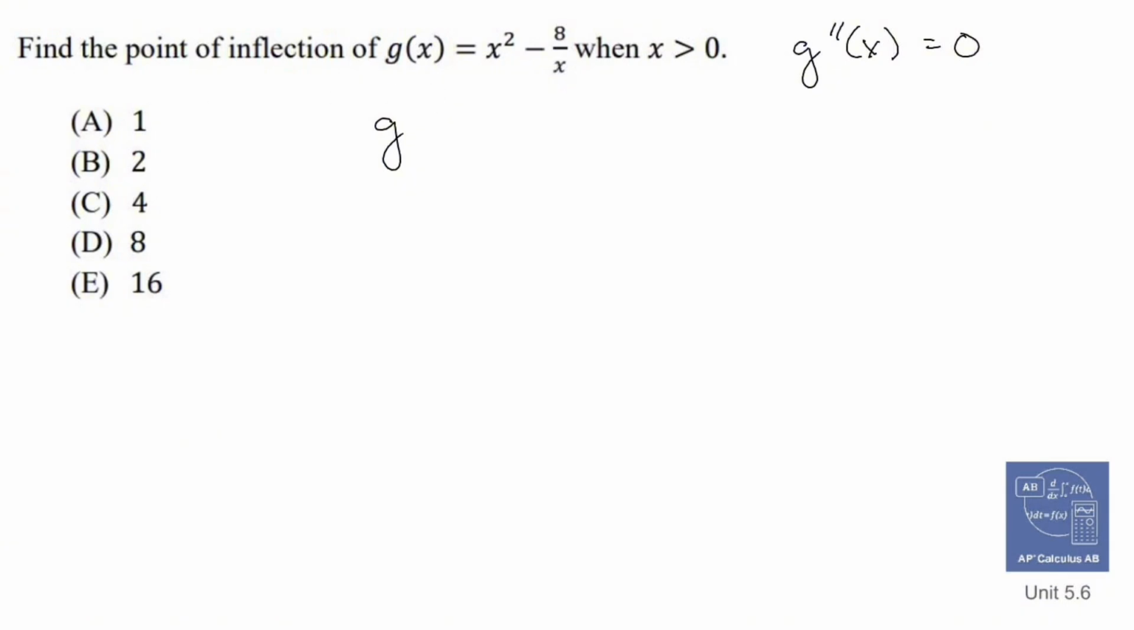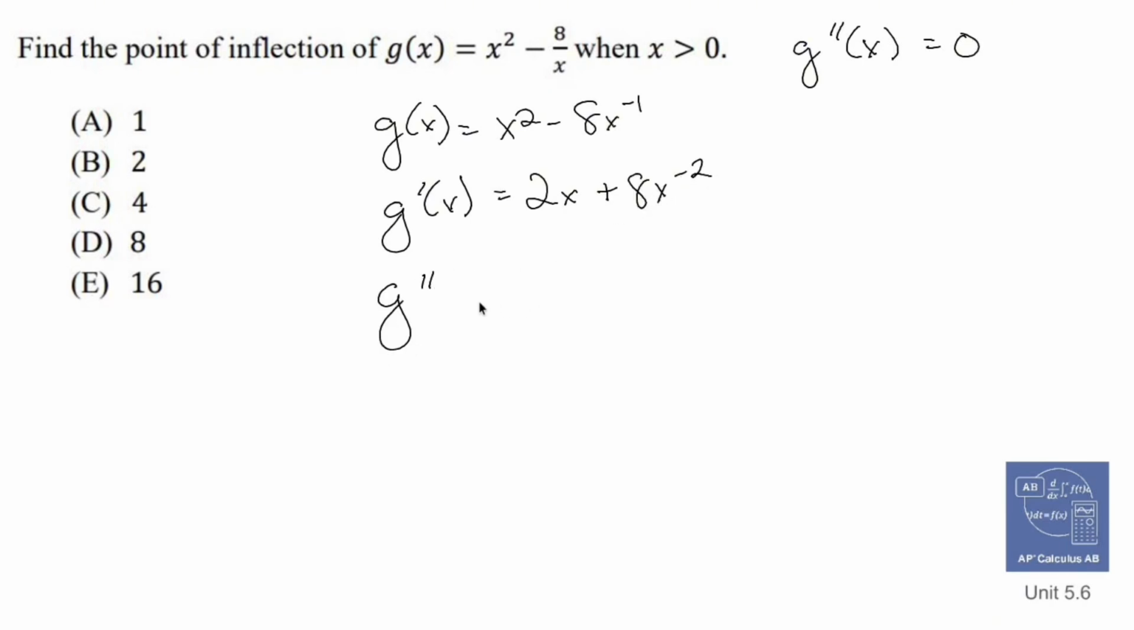Actually, I'm not even going to do that yet. I have to rewrite this out. So g of x is going to equal x squared minus 8x to the negative 1. So I can use power rule and power rule. g prime of x is going to be 2x, pretty easy. Drop down the negative 1, multiply it by negative 8, giving you positive 8x to the negative 2.